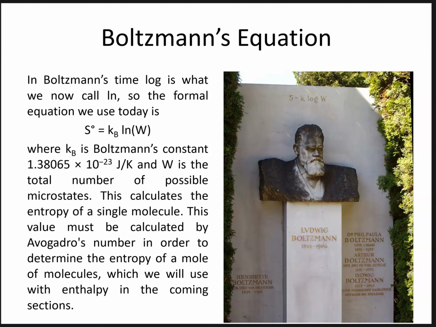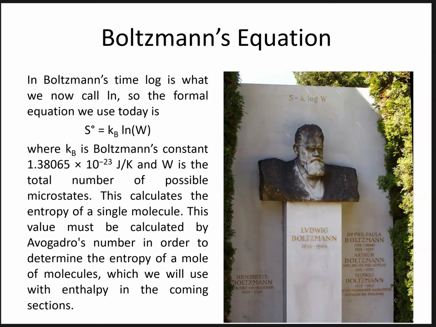And so the entropy a molecule has is equal to the Boltzmann's constant, Kb, which is 1.38 times 10 to the negative 23rd joules per Kelvin, times the natural log of the number of microstates. This provides us the entropy of a single molecule, that is S naught. In order to scale this up, however, to the world we live in, we multiply this entropy of a molecule by Avogadro's number, so we can find that entropy is measured in joules per mole Kelvin.